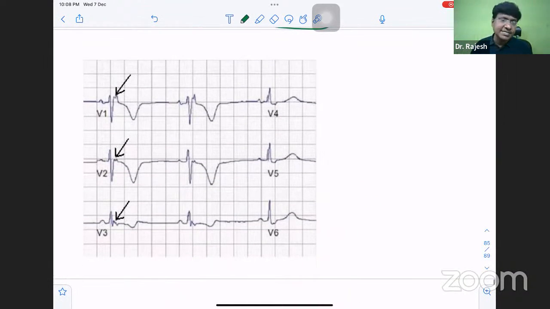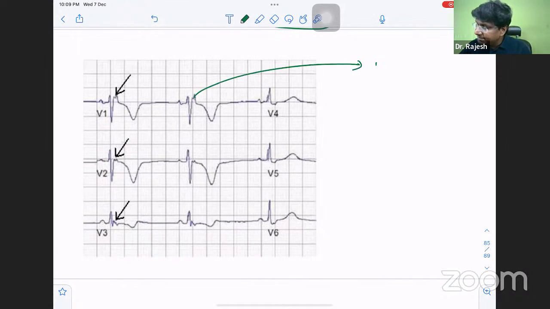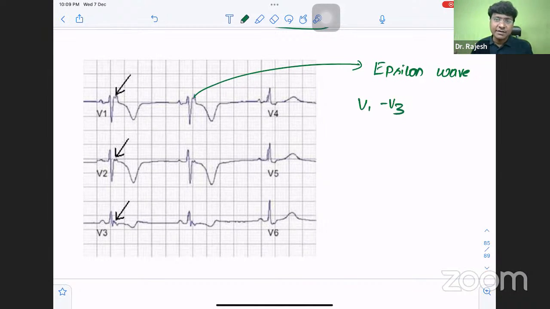And how will you diagnose this ARVD? Diagnosis of this ARVD is mainly by the appearance of the epsilon wave in V1 to V3. And what is that epsilon wave? You have a blip at the J point, that is after the QRS complex, from V1 to V3. So that is how you will diagnose this ARVD, arrhythmogenic right ventricular dysplasia.